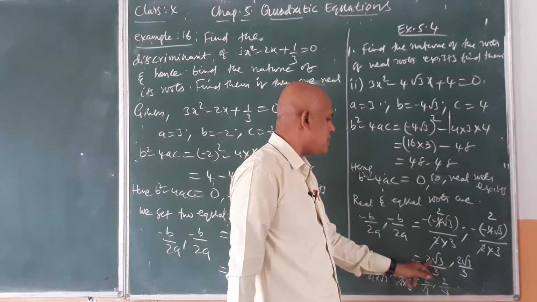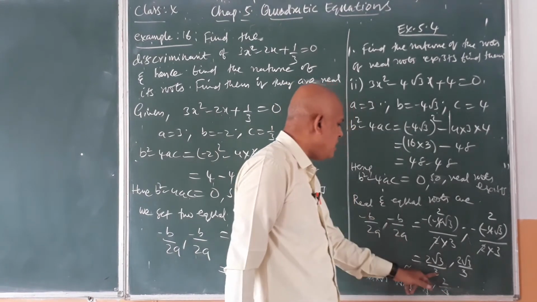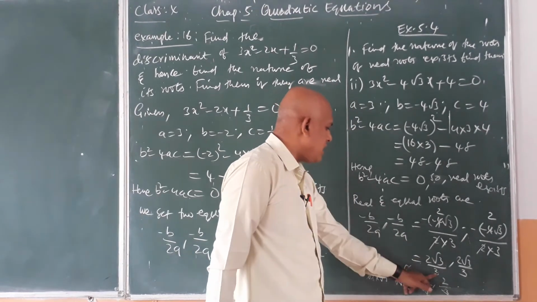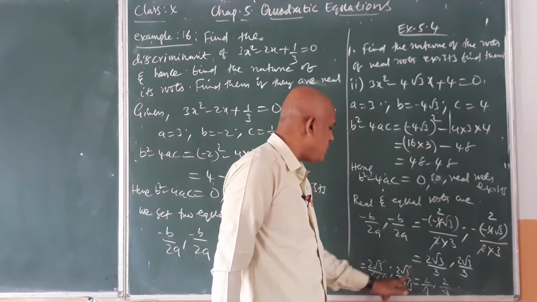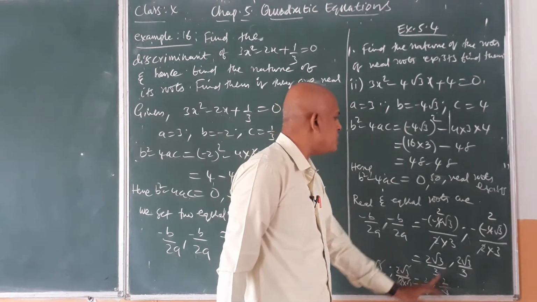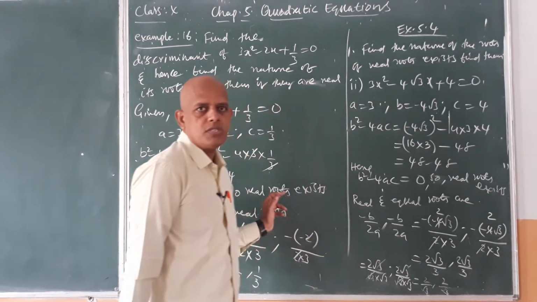Or you can stop here also: 2 root 3 by 3, 2 root 3 by 3. Or 3 can be written as root 3 into root 3, 2 root 3 as it is. 1 root 3 gets cancelled. So 2 by root 3, 2 by root 3 are the real and equal roots.